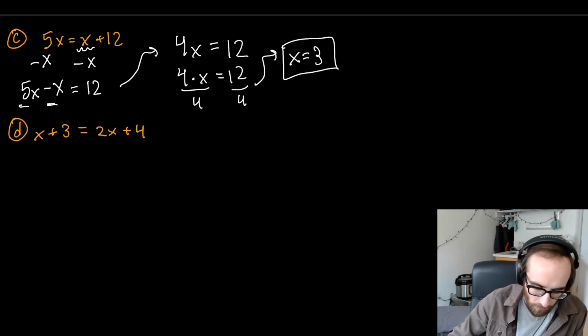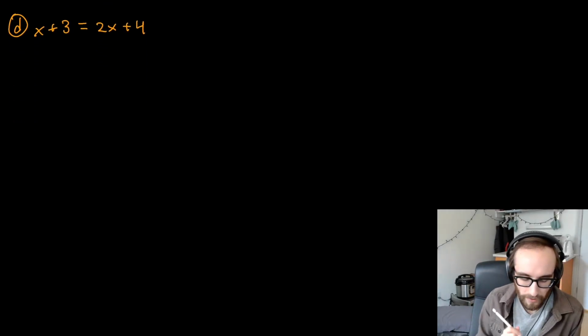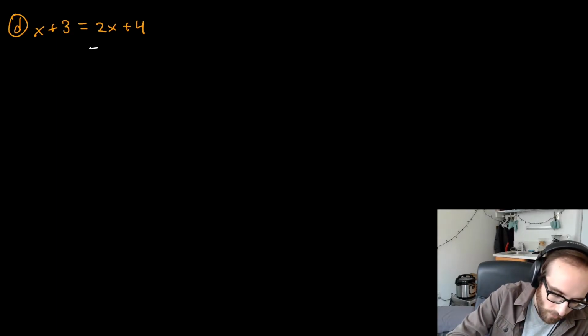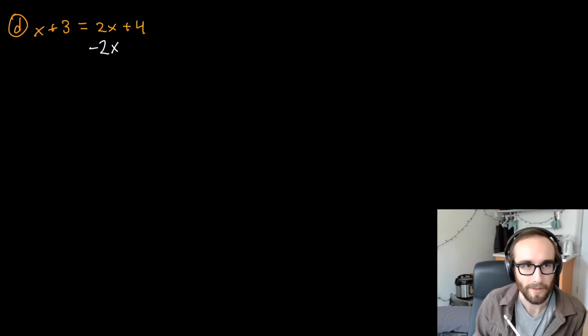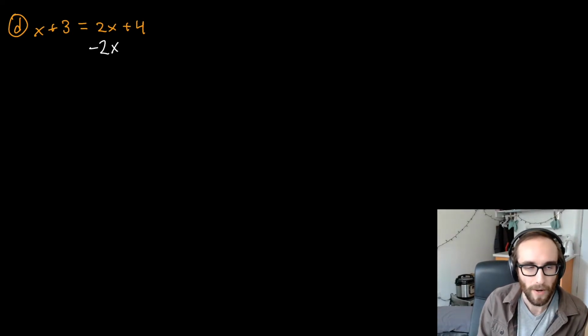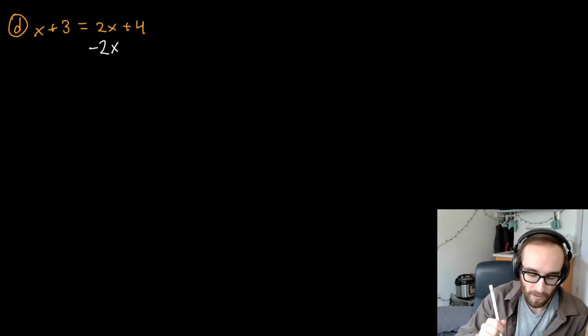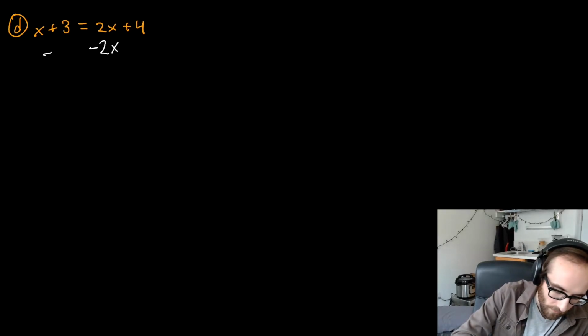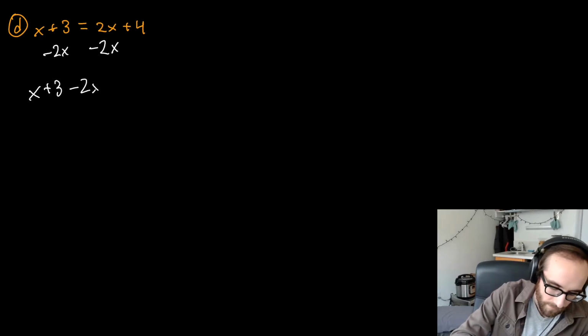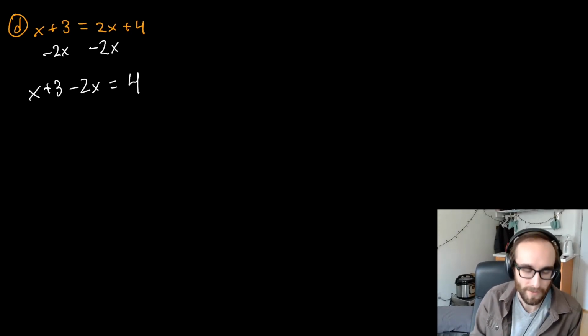Finally, for letter D, we're looking at x plus 3 equals 2x plus 4. So I'll start off by getting our x's on the same side. I'm actually going to go ahead and just subtract our 2x on the right side. So we have 4 plus 2x, we're adding. So we'll subtract it to undo that addition. We need to subtract from both sides. 2x minus 2x is 0, so we just have 4 left on that right side.